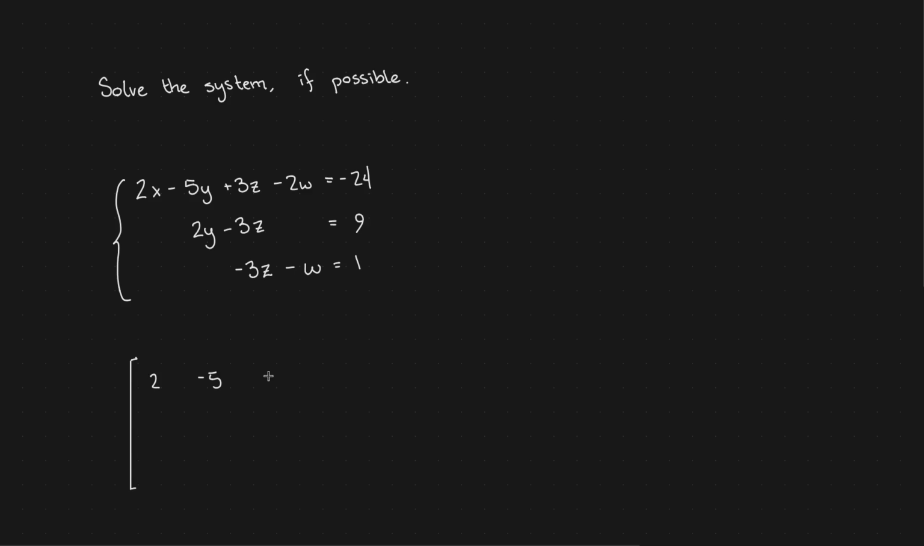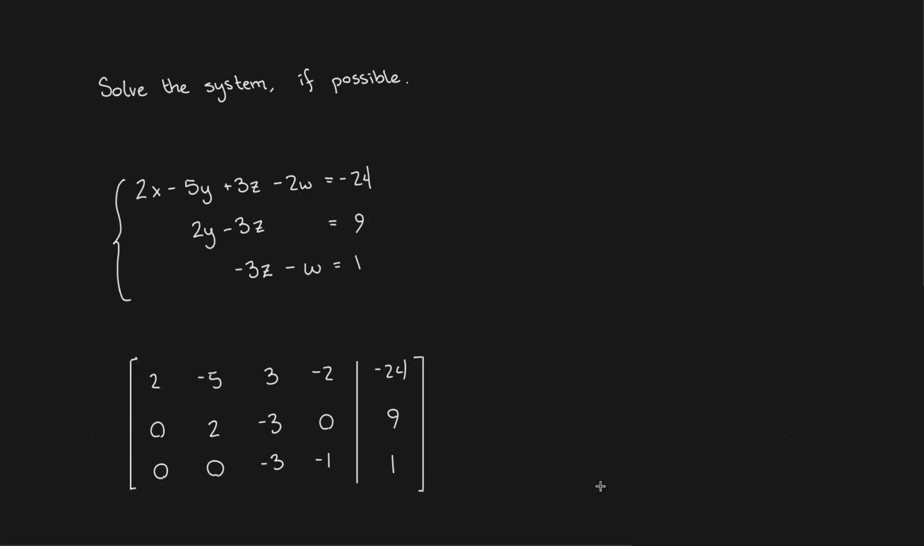So 2, -5, 3, -2, -24 in that first equation. In the second equation, I have no x's, 2 y's, -3 z's, no w's, and 9 on the other side of the equal sign. And in the third equation, I have no x's, no y's, -3 z's, -1 w, and 1 on the other side of the equal sign.